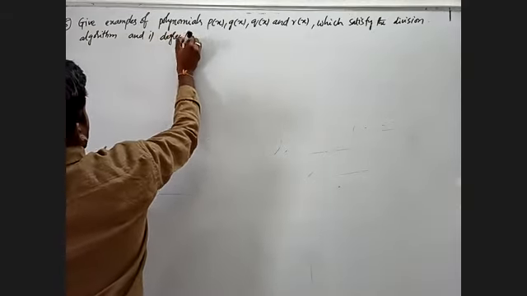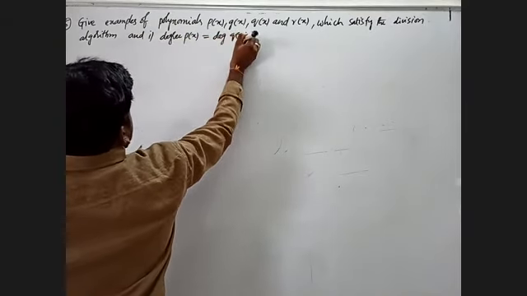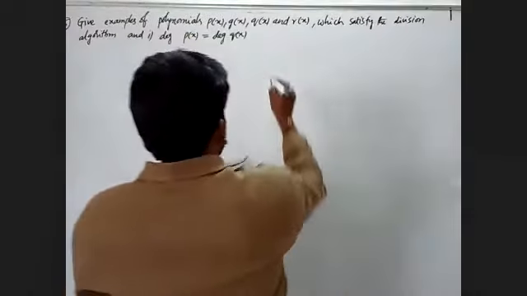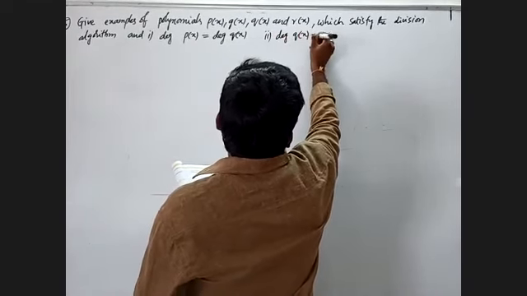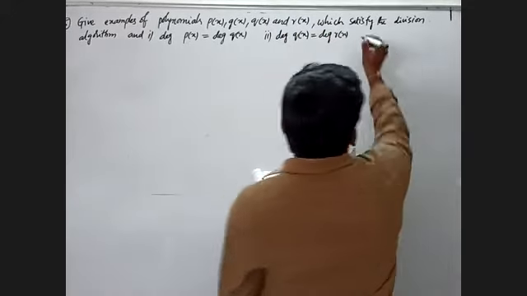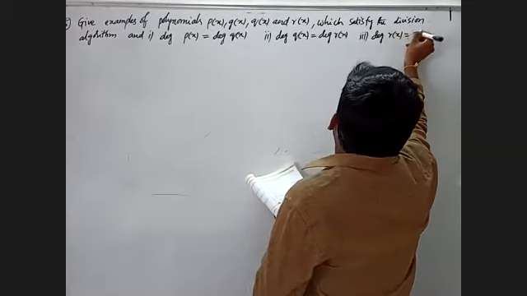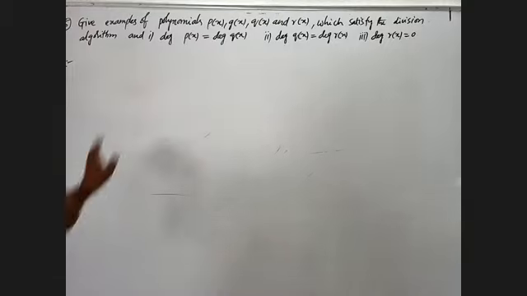degree of p(x) is equal to degree of q(x). Second one is degree of q(x) is equal to degree of r(x). After that, third one is degree of r(x) is equal to 0. We will prove these three conditions. First one will satisfy degree of p(x) is equal to degree of q(x).